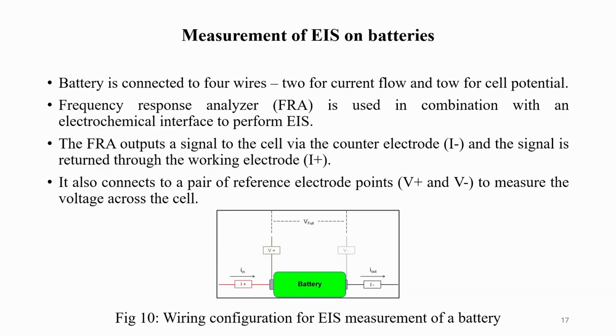The FRA sends the signal into the battery through the current electrode lead I plus, and the signal returns through the working electrode lead I minus. At the same time, voltage is measured using a pair of reference points, V plus and V minus. This allows us to measure the true voltage across the cell without error from the current-carrying wire. And this diagram shows the full wiring configuration for performing EIS on the battery.